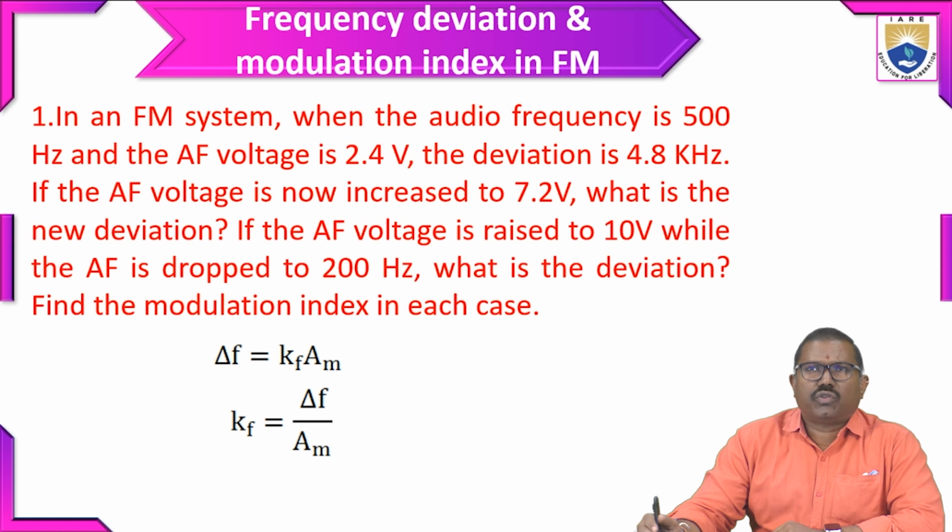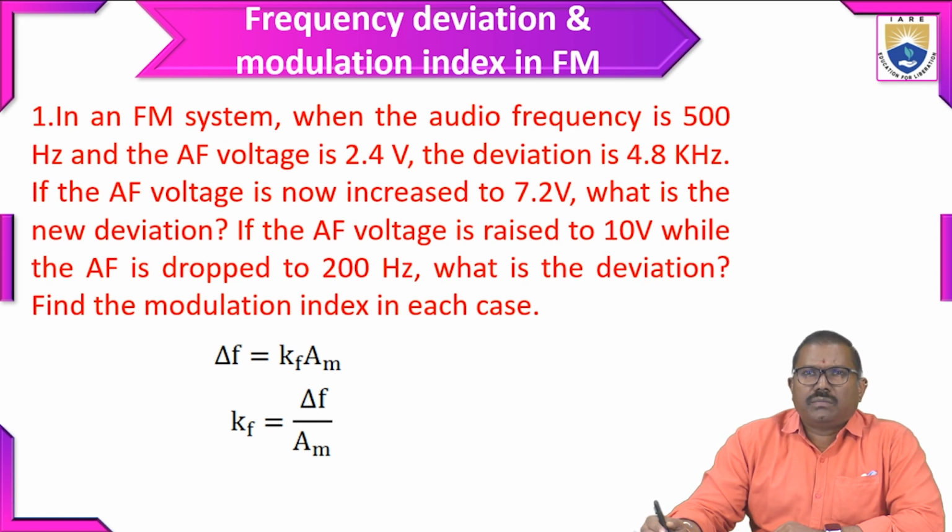Frequency deviation and modulation index in FM. The first problem: in an FM system, when the audio frequency is 500 Hz and the AF voltage is 2.4 volts, the deviation is 4.8 kHz. If the AF voltage is now increased to 7.2 volts, what is the new deviation? If the AF voltage is raised to 10 volts while the AF is dropped to 200 Hz, what is the deviation? And find the modulation index in each case.